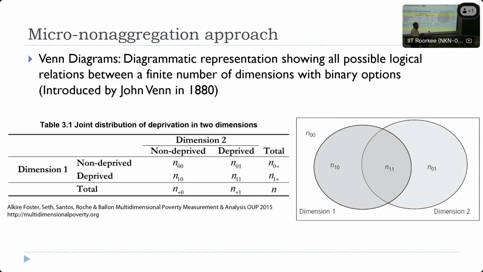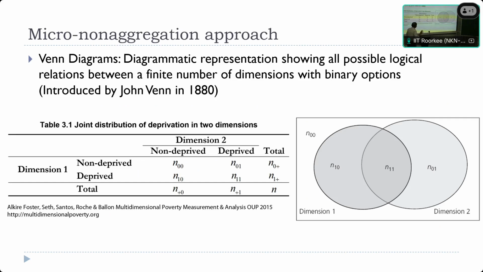So let us first look at the micro non-aggregation approach. This is typically what is done with a Venn diagram. Here is a very simple example. You have this rectangle as the entire population. Within that population, this circle reflects deprivation in one dimension, this one reflects deprivation in another dimension, and this is the overlap. You can also choose the size of the circles to show the level of deprivation. So it gives you a picture of the deprivations in different dimensions and how they overlap.